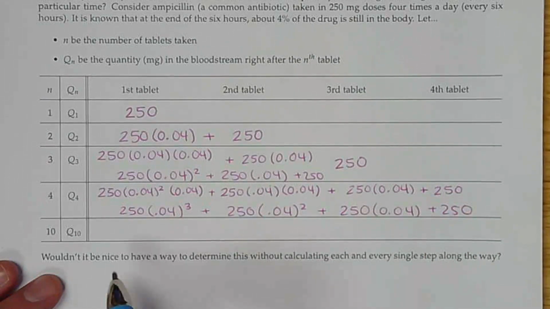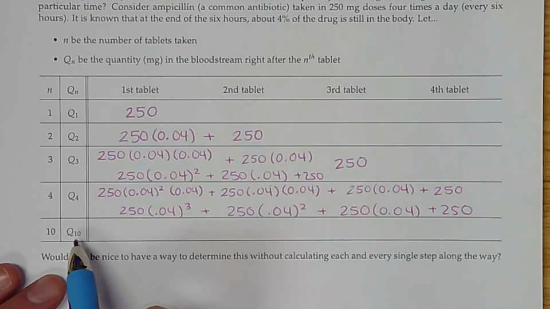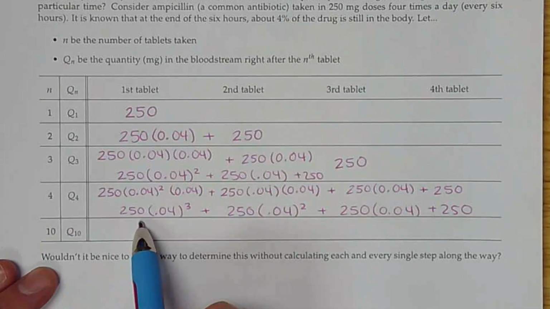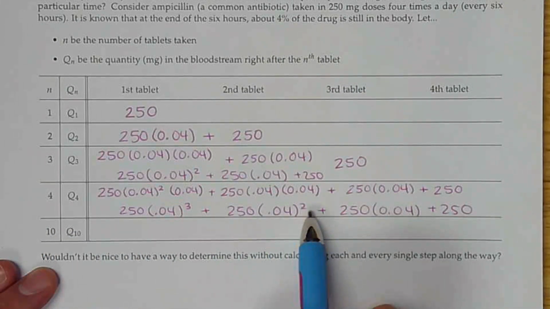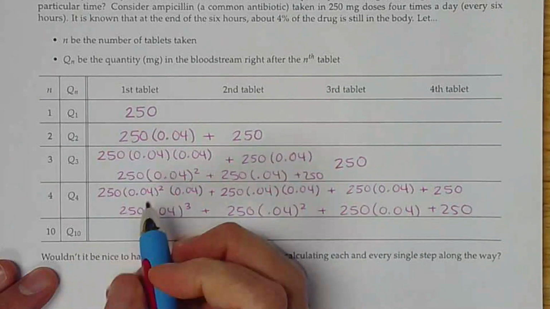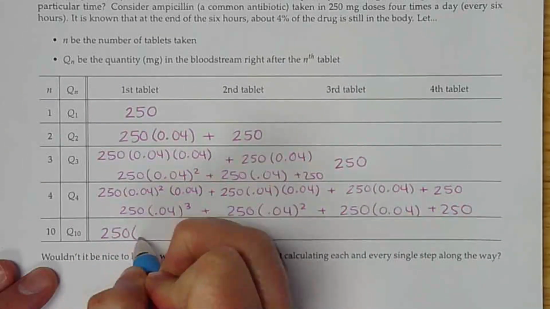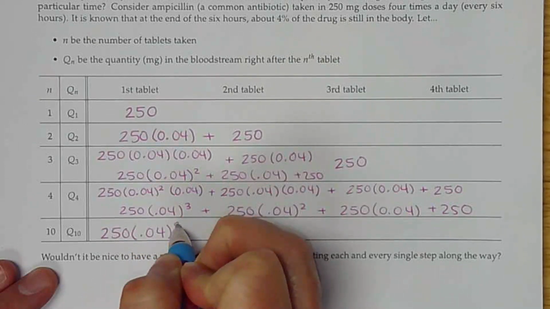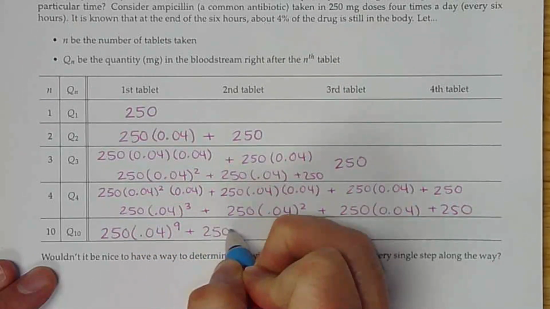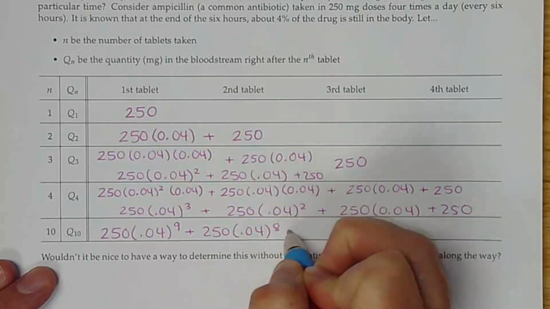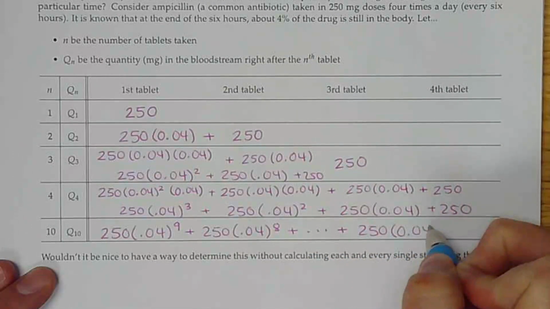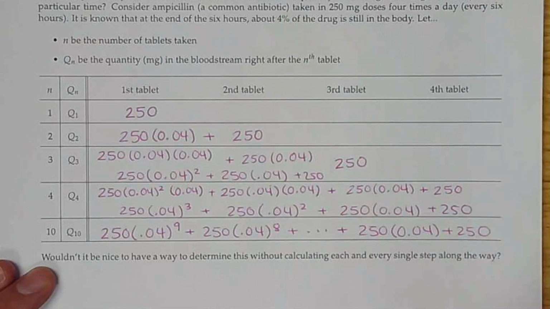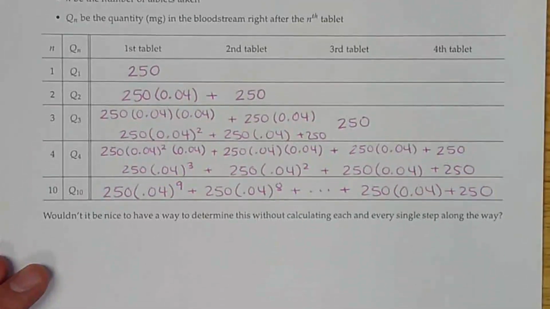We can probably make a prediction about how much is going to be in the bloodstream after the 10th tablet. When it was the fourth tablet, we had 250 times the 4% cubed plus 250 times the 4% squared, all the way down to 250. So the 10th tablet is going to give us 250 times the 4% to the 9th plus 250 times the 4% to the 8th, all the way down to 250 times the 4% plus the 250 from that 10th tablet. That would be our Q10.